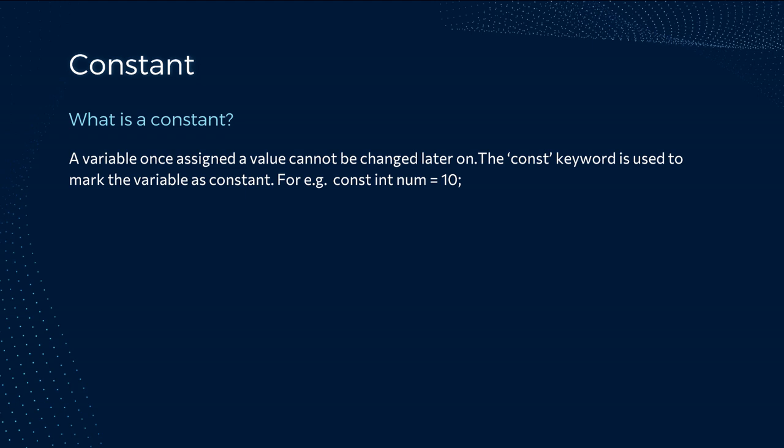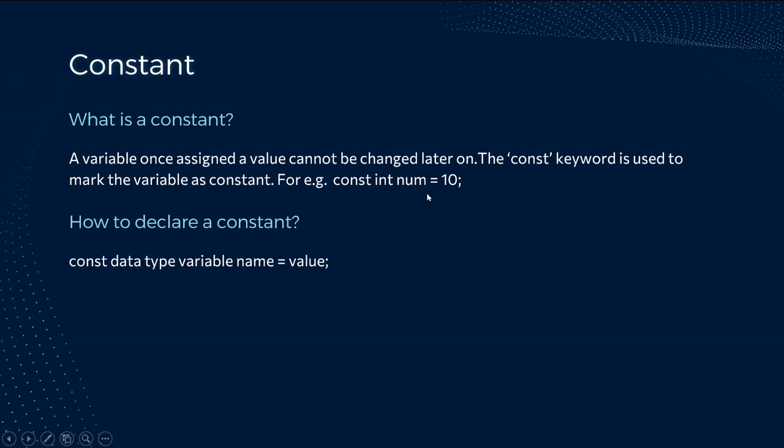Now let's talk about the next one, that is the constant. And what is a constant? A constant is basically also a variable, but once assigned a value, it cannot be changed later on. Once you assign the value, you are not allowed to change the value of that variable after that. The const keyword is used to mark the variable as constant. Here you can see in the example: const, then the data type int, and num equal to 10. Later on, if you try to change the value of num, it will not allow you. How to declare a constant? Again, the const keyword is used for that, and the rest of the things are the same as for declaring a variable.